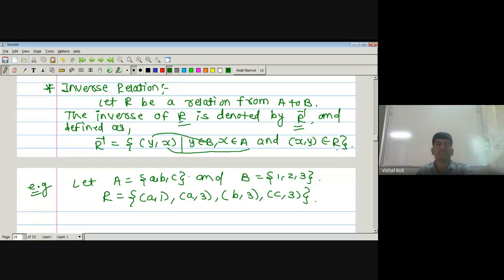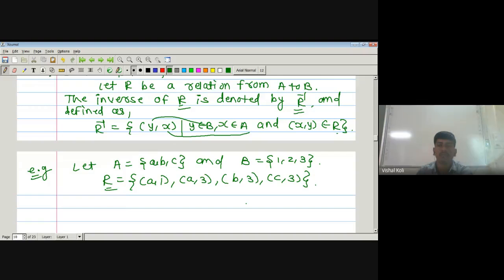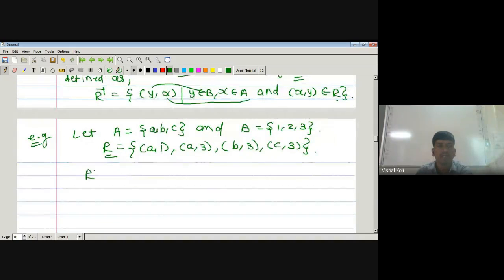Okay, so as this one is a subset of A cross B, then it must be a relation. And here we have two sets A and B and one relation R having 4 elements: (1, a), (3, b), (3, c), and so on. Now we have to find out its R inverse. What is R inverse? R inverse contains all the ordered pairs (y, x) such that y belongs to B, x belongs to A whenever (x, y) belongs to R.